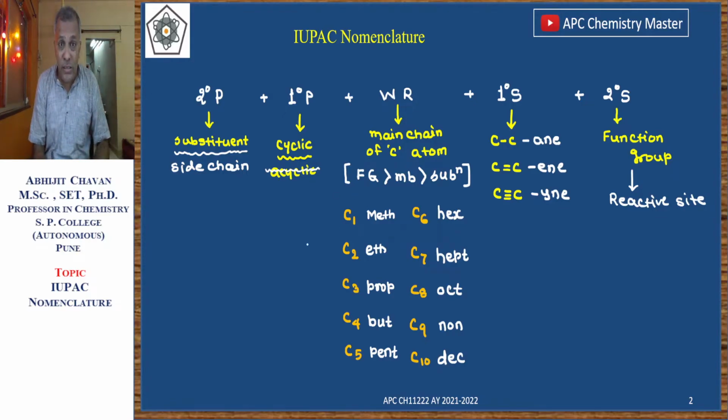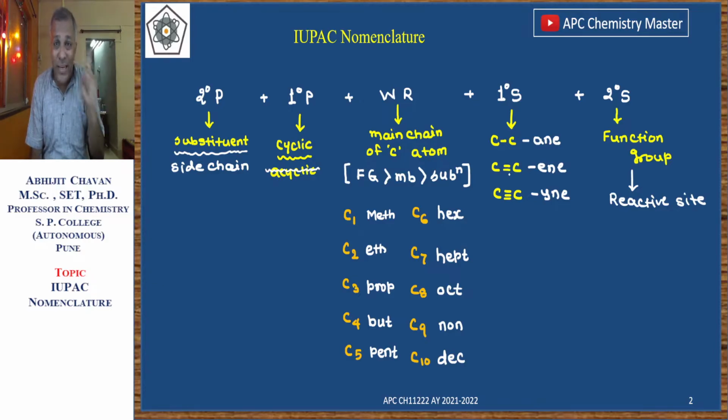Depending on how many carbon atoms are in the main chain, they can be labeled as meth to dec, depending on carbon number 1 to carbon number 10. Next point is called primary suffix. What is this primary suffix about? Primary suffix gives me an idea about whether in this main chain all bonds are carbon-carbon single bonds. So this is related to the main chain of carbon, nothing to do with the substituent or anything else.